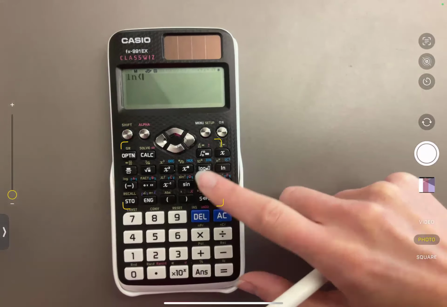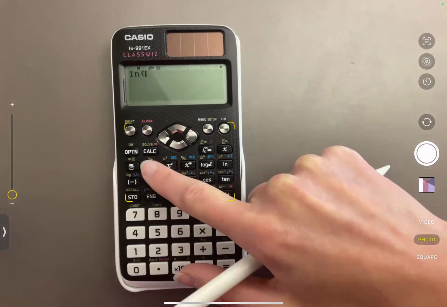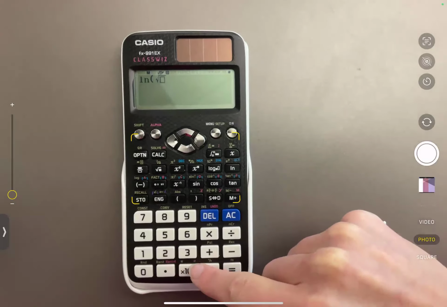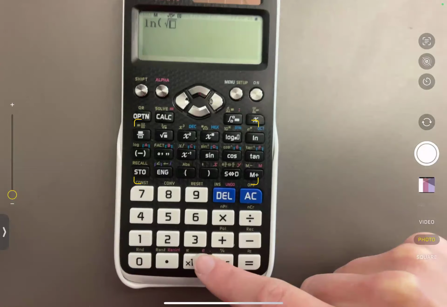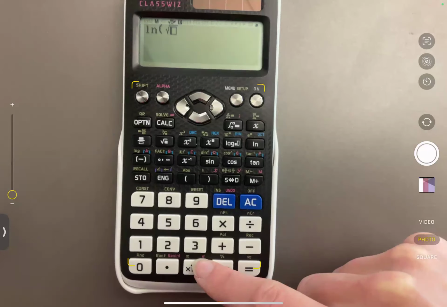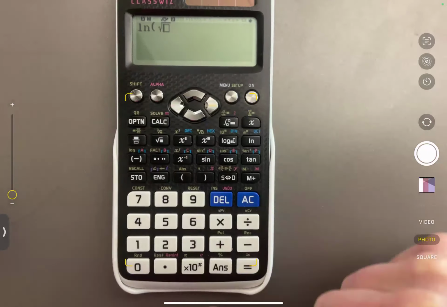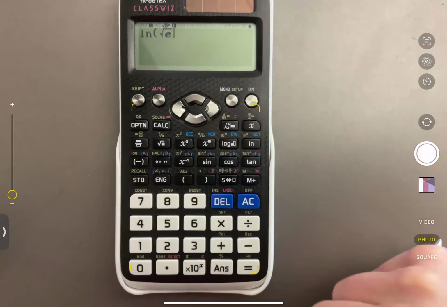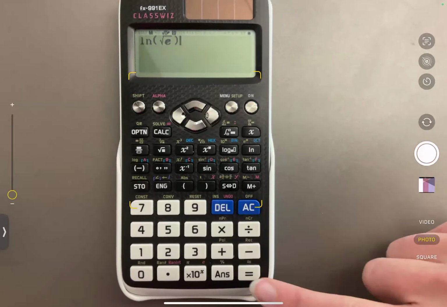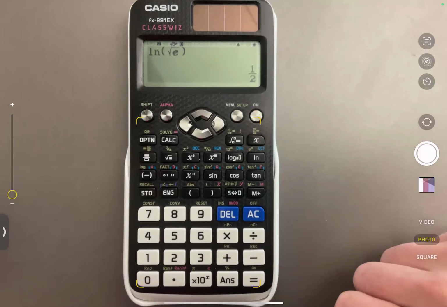I want the natural log of the root of, and then to get to E for me, at least, it's down here. So I need to hit the alpha menu to get to E. And then I can step it out. You don't have to close the brackets, but equals 1/2.